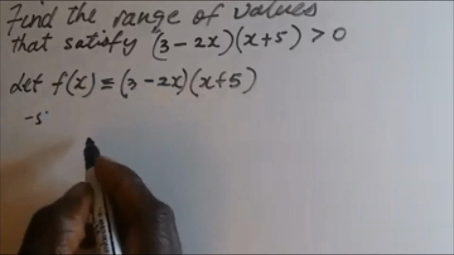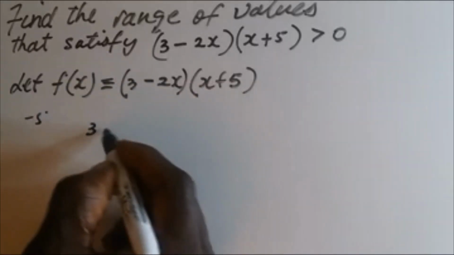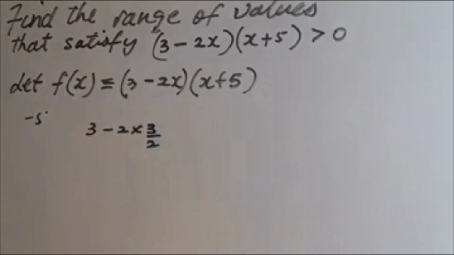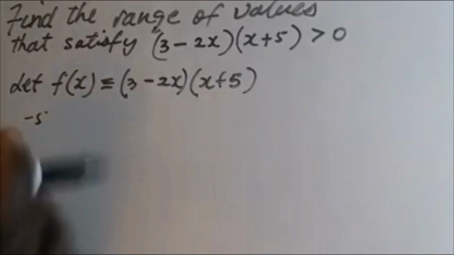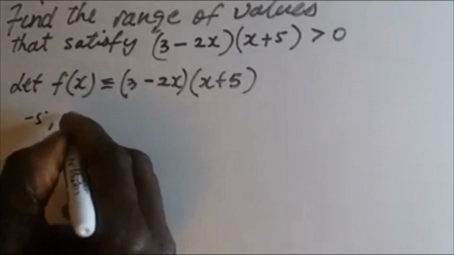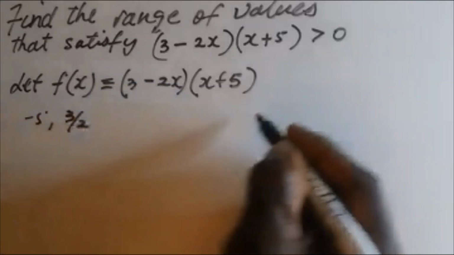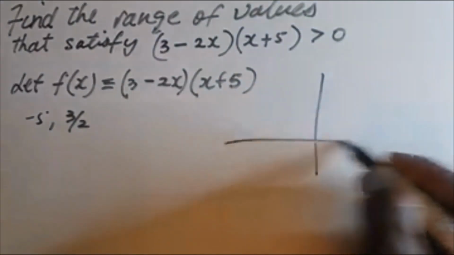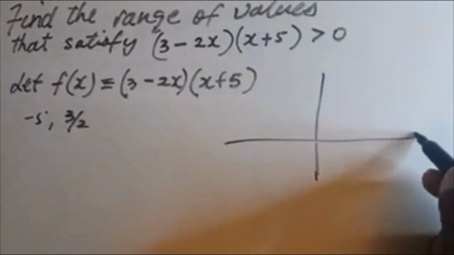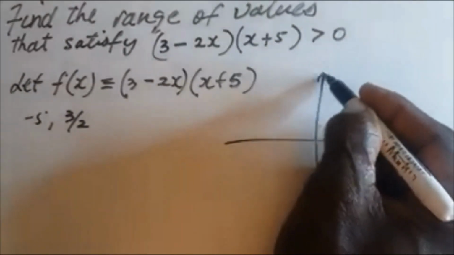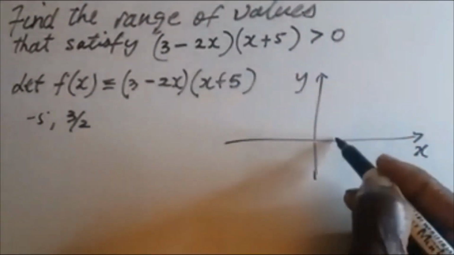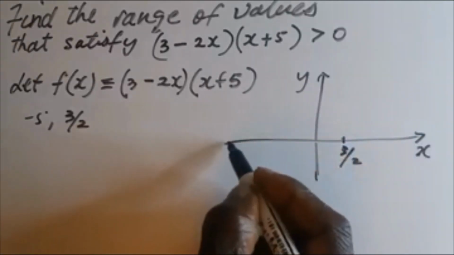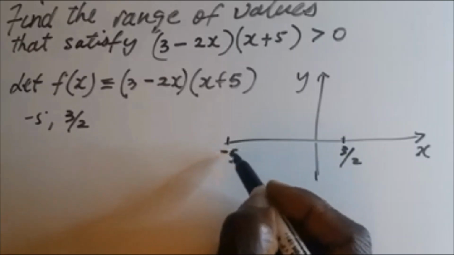And the next 0 would be at 3/2. So one 0 at -5 and the other at 3/2. We sketch our graph. 3/2, let's call it about that. And -5, let's make it there.